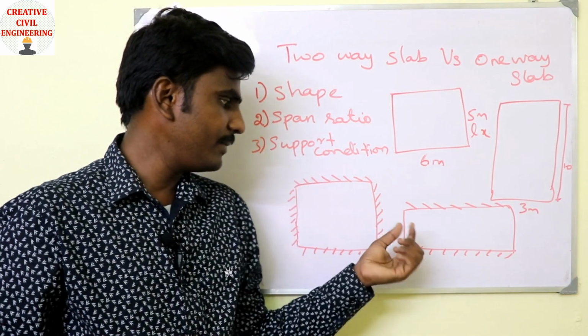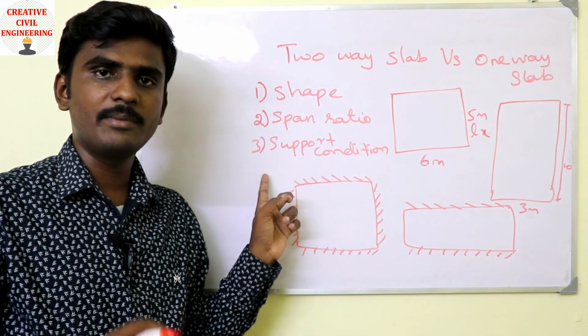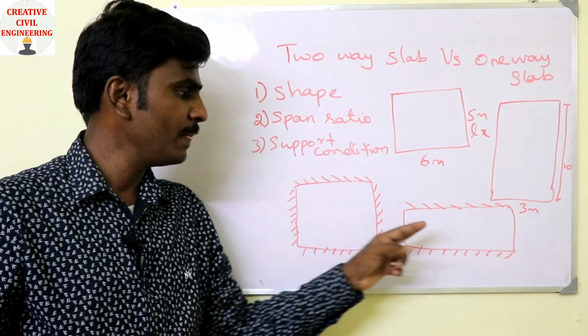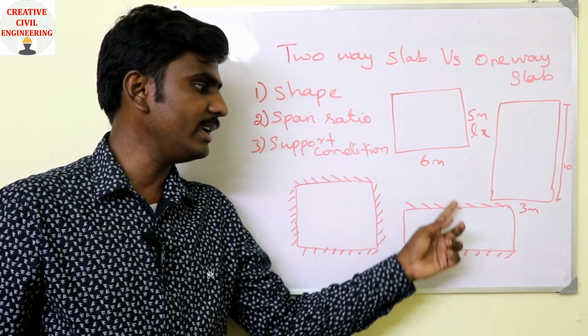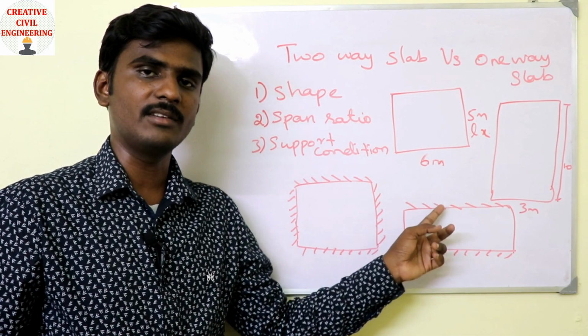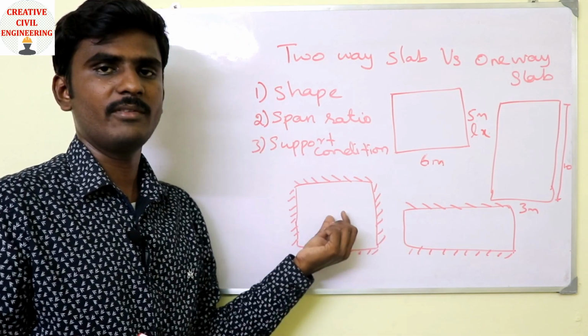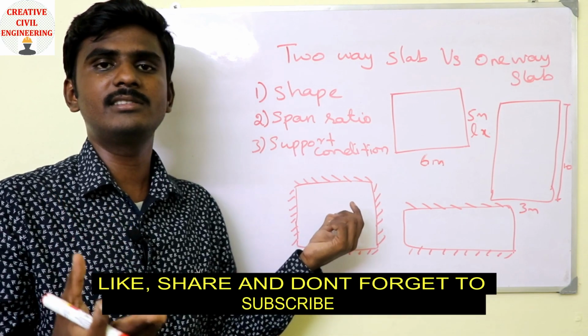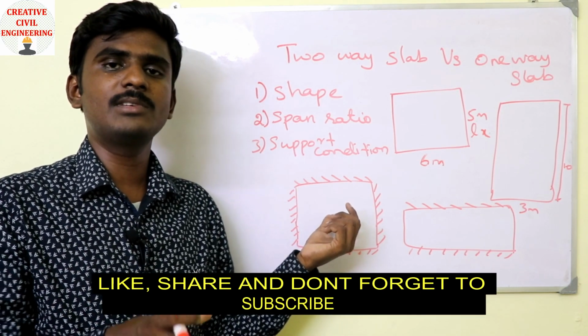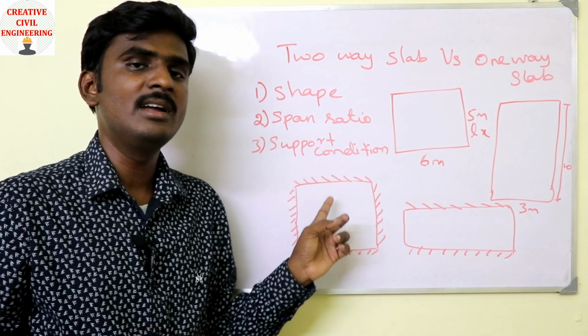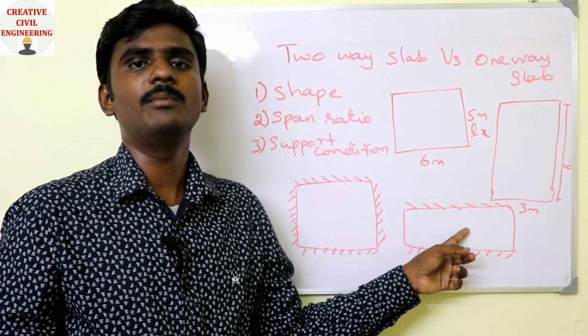Okay, so when the slab is supported on all the four sides by beam or wall, that is a two-way slab. When the slab is supported by only either side, on opposite sides of the slab, it is known as a one-way slab. When you take a residential building or institutional building, the interior slabs are mostly in the form of two-way slab. The veranda slabs are mostly in the form of one-way slab.